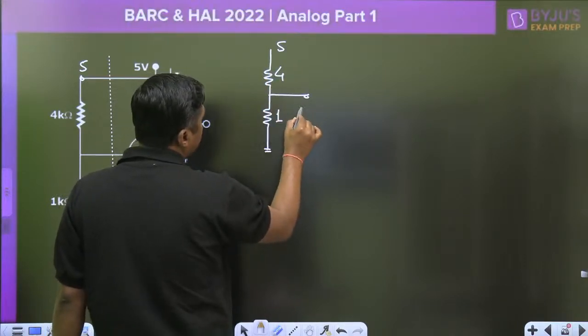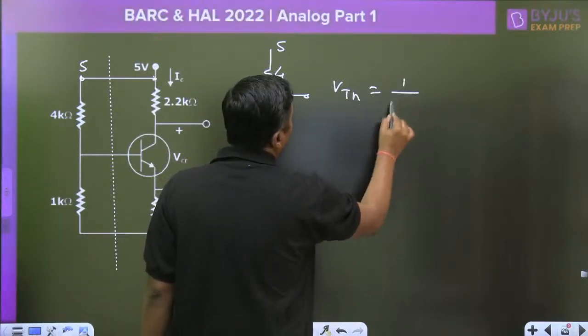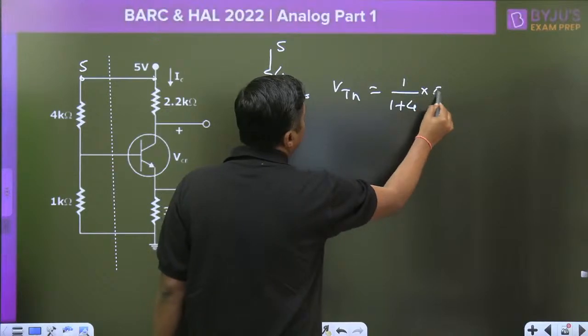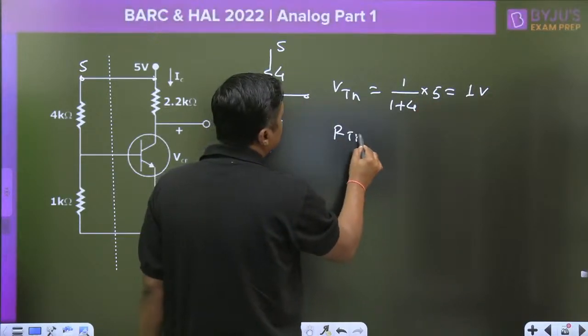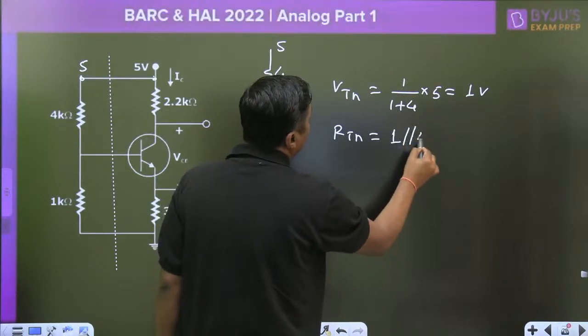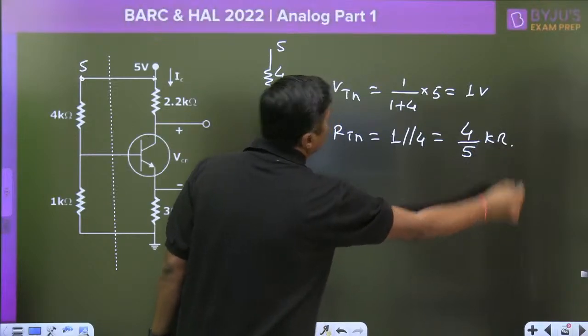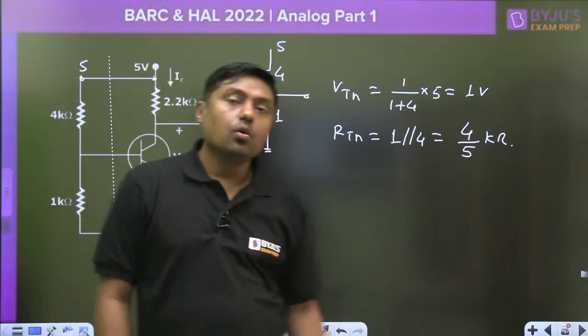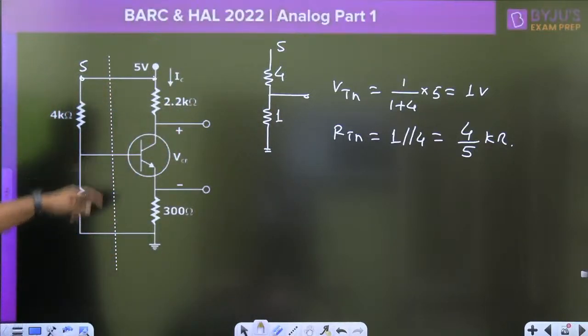Then the potential divider is 1 kilo ohm and 4 kilo ohm with the 5 volt. You have to find the Thevenin's equivalent here. VTH is equal to 1 divided by 1 plus 4, into 5, that is nothing but 1 volt. And RTH is 1 parallel with 4, that is 4 by 5 kilo ohm. Once you get the VTH and RTH, you again connect this diagram.